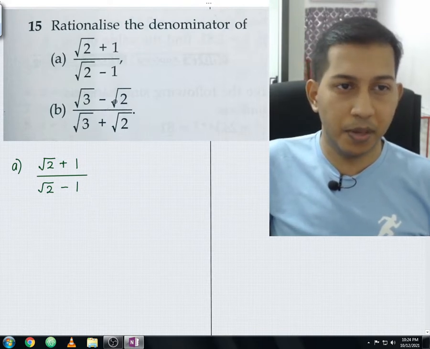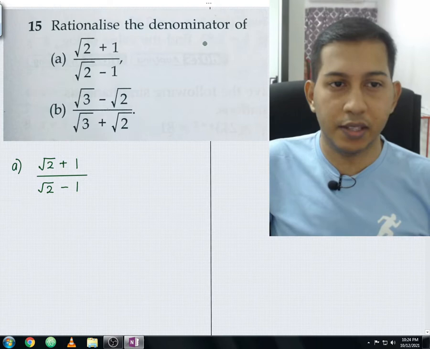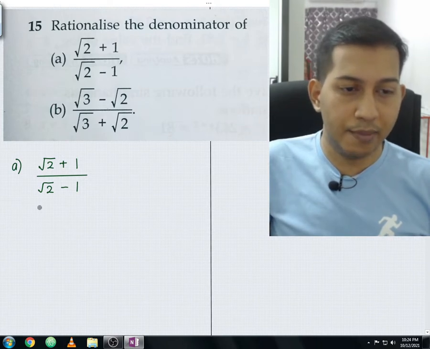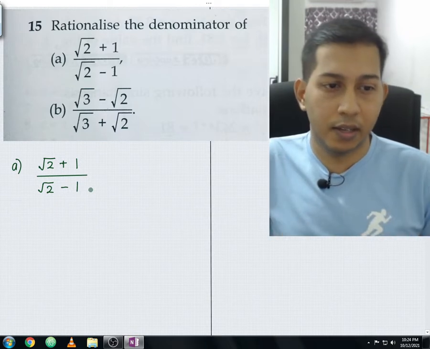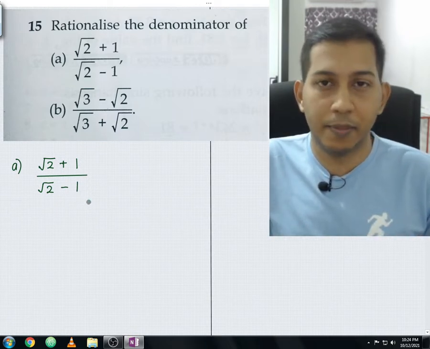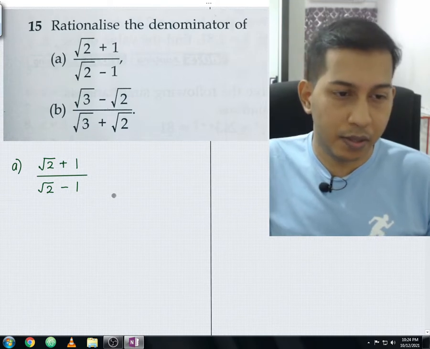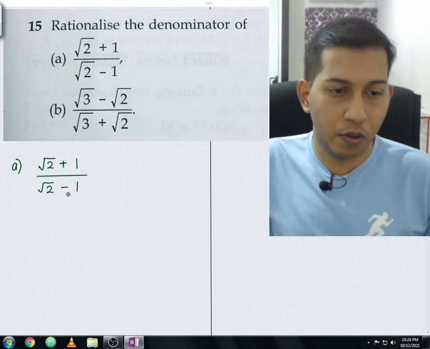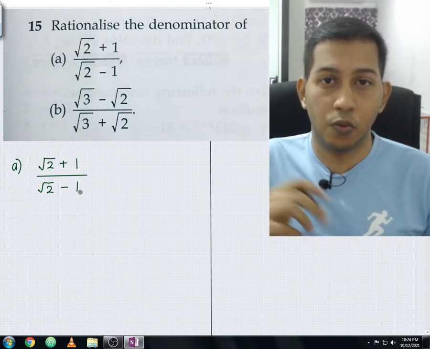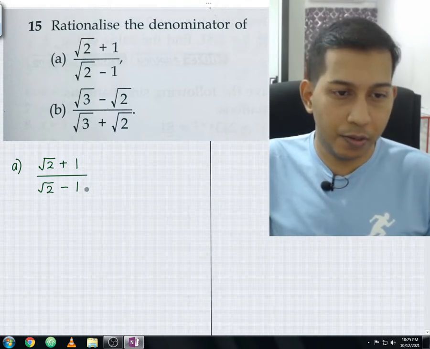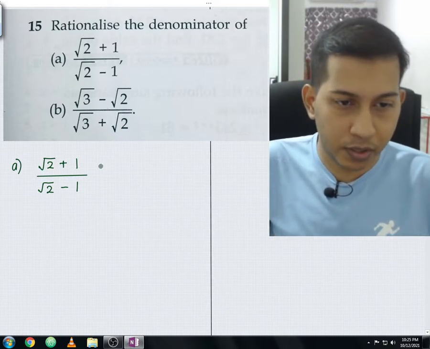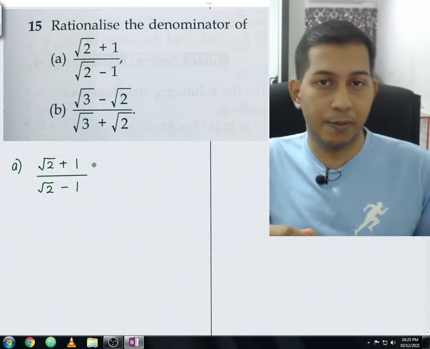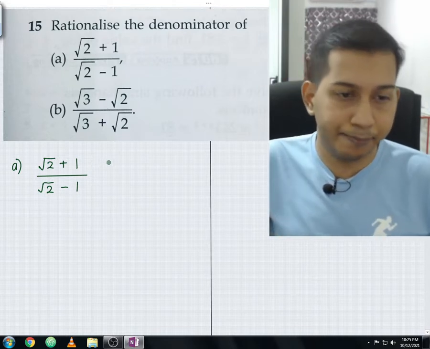The purpose of rationalizing the denominator is so that we could eliminate any surd value in the denominator. So how do we eliminate the surd value in the denominator? By conjugating it. Since you have √2 − 1, the conjugate of √2 − 1 will be √2 + 1. So what you do, you multiply the numerator and the denominator as well. The working is pretty similar to the previous example. You just follow the steps.